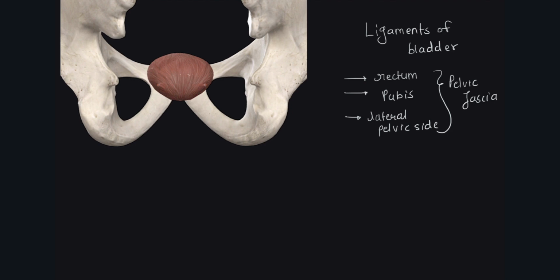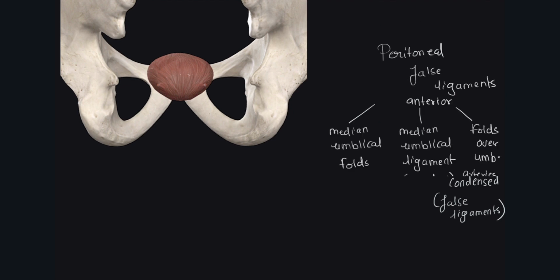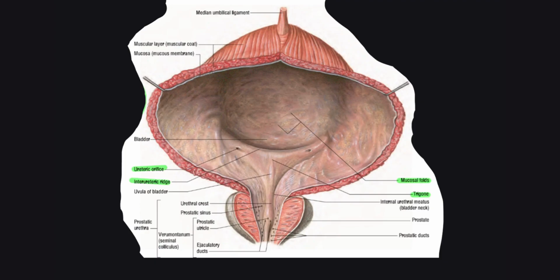The condensation of the pelvic fascia leads to the formation of something known as false ligaments. And these false ligaments are formed not only by the pelvic fascia, but also by the peritoneum. The peritoneal false ligaments are anterior in nature and attach the entire structure anteriorly, forming the medial umbilical folds, forming the median umbilical ligament or the urachus, and then we have the folds over the umbilical arteries found here.